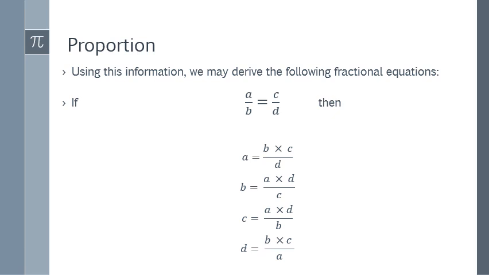Now using this information, we may derive the following equations to find the unknown component. If A upon B is equal to C upon D, then A will be equal to B into C divided by D, B will be equal to A into D divided by C, C will be equal to A into D divided by B, and D will be equal to B into C divided by A.